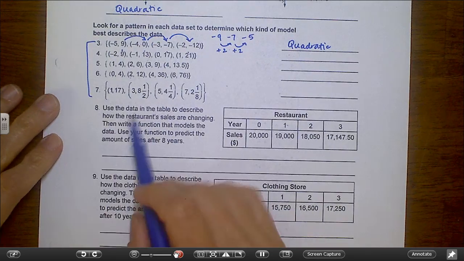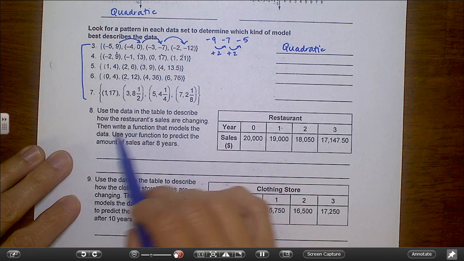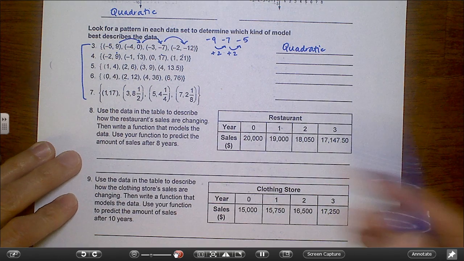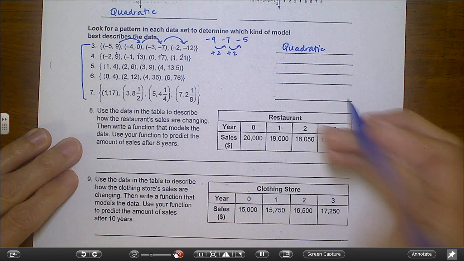All right. Number 8, use the data in the table to describe how the restaurant sales are changing. Then write a function that models the data. Use your prediction to predict the amount of sales after 8 years.